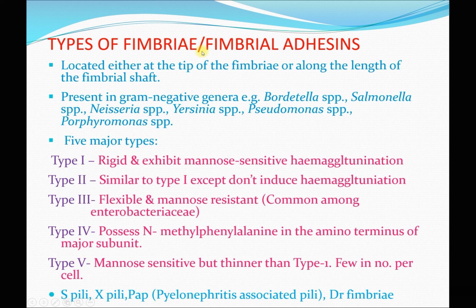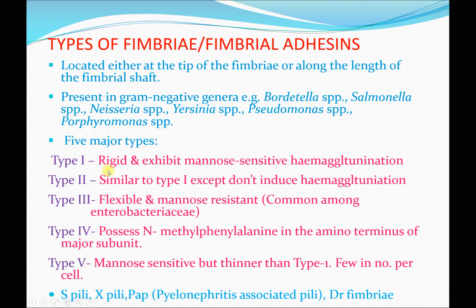The types of fimbriae or the fimbrial adhesins. The fimbriae have the adhesins located either at the tip of the fimbriae or along the length of the fimbrial shaft. The fimbrial adhesins are present commonly in the gram-negative genera Bordetella, Salmonella, Neisseria, Yersinia, Pseudomonas, or Phytomonas. There can be five major types of the fimbriae, type 1, type 2, 3, 4, and 5.